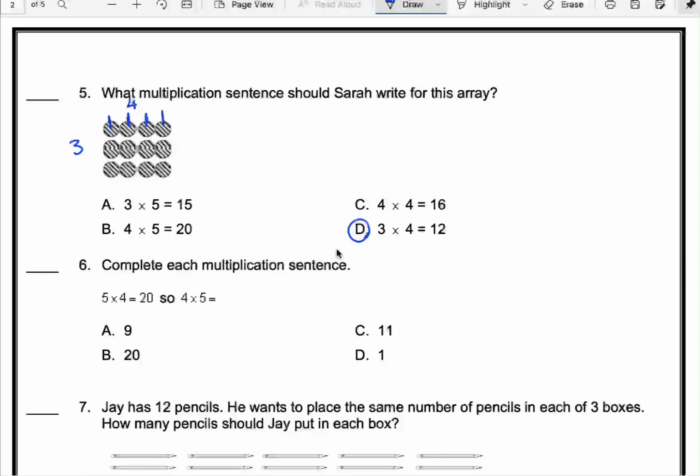5 times 4 equals 20. So 4 times 5 equals 20. B. Excellent. Will you please tell me what is this property? What do we call this property?